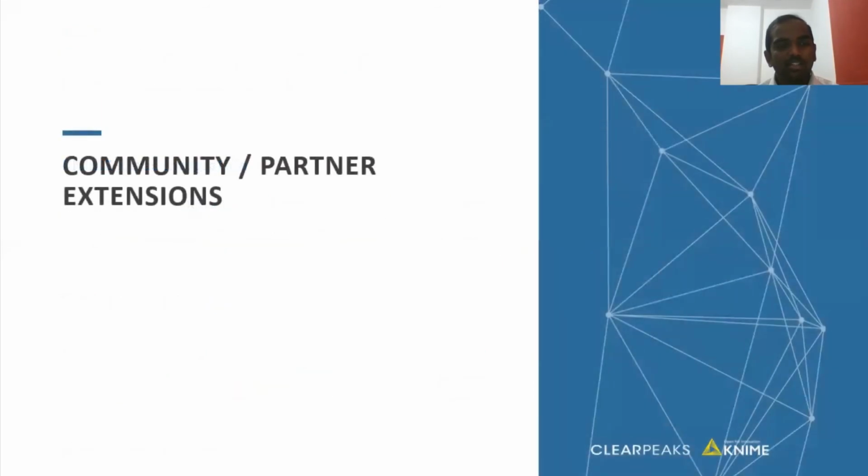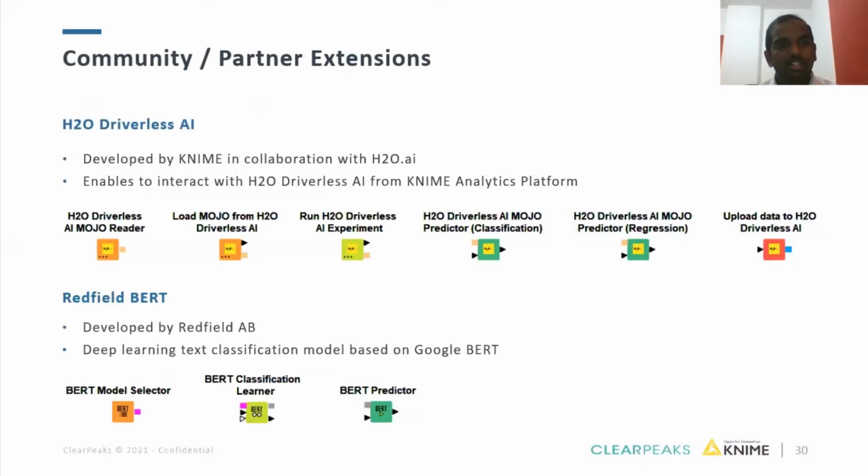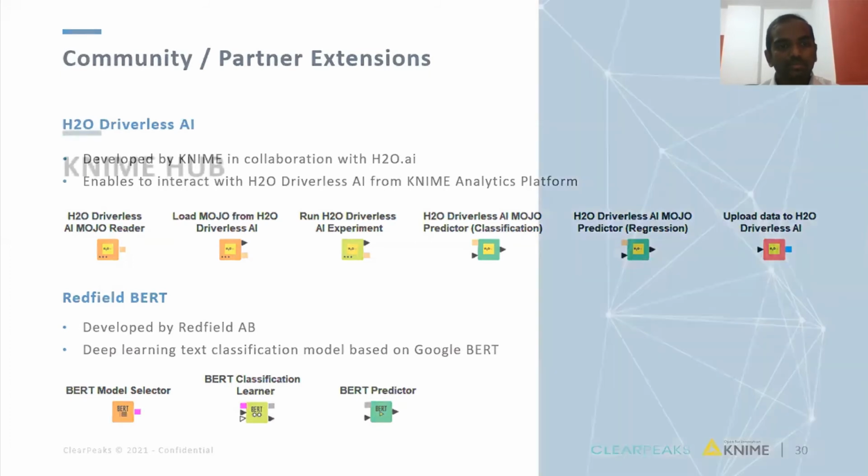Then on the partner extensions, KNIME has built-in support with partners like H2O and Redfield, with a couple of extensions in this release, which are H2O Driverless AI related nodes and also the BERT model related nodes.